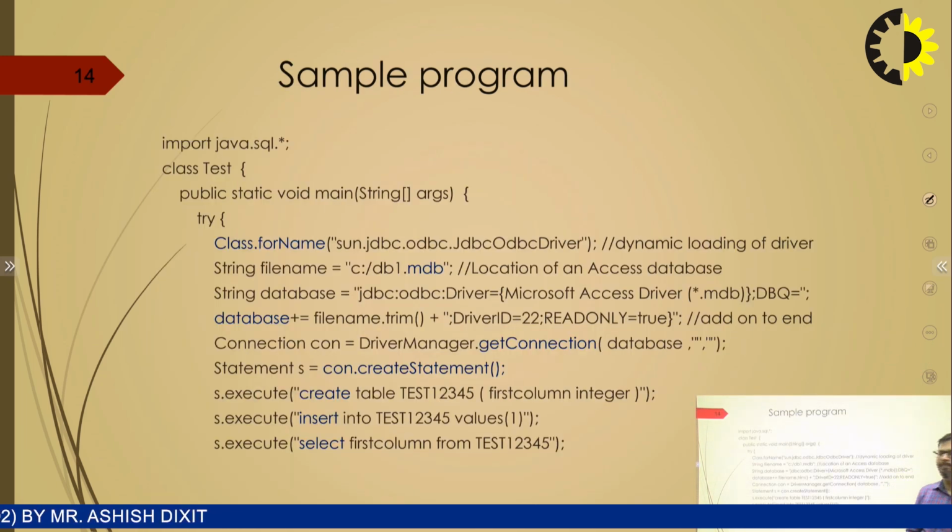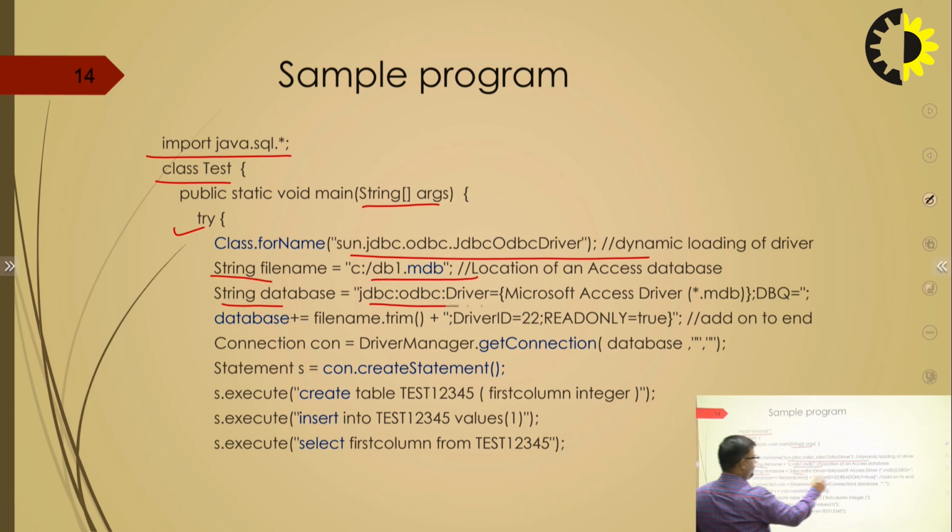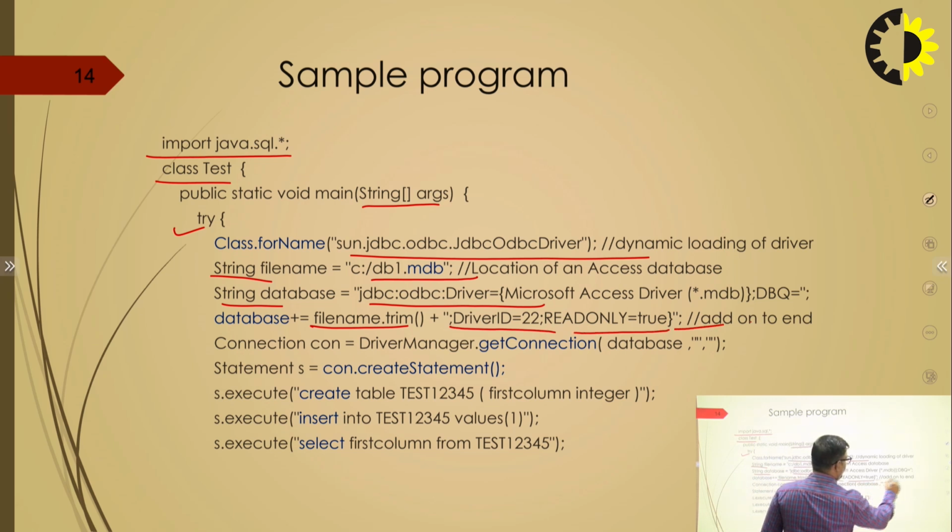It's a sample of the program. Here we will import the package and write the class Test, then use public static void main(String args), then use the try block with Class.forName. It's a dynamic loading of a driver, then String fileName, then String database. So database is like fileName.trim, then driver id, then read only true.